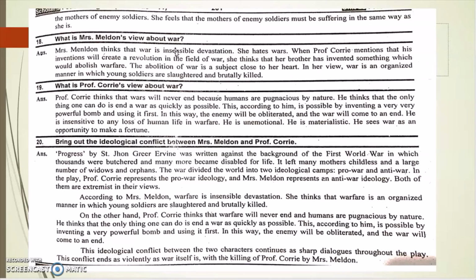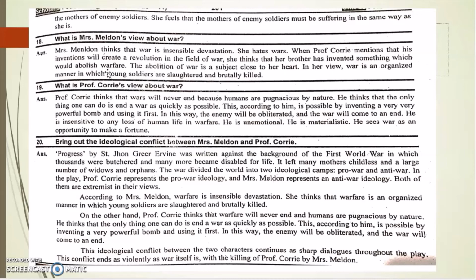What is Mrs. Meldon's view about war? We have already discussed it like 10 times. Mrs. Meldon thinks that war is insensible devastation. She hates war. When Professor Corey mentions that his invention will create a revolution in the field of war, she thinks that her brother has invented something which would abolish war.